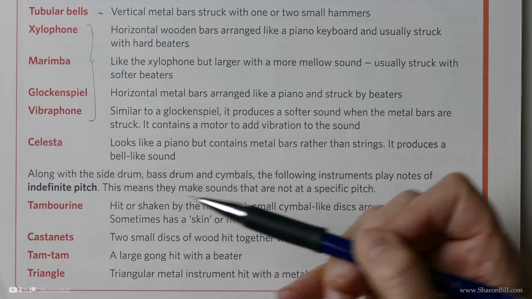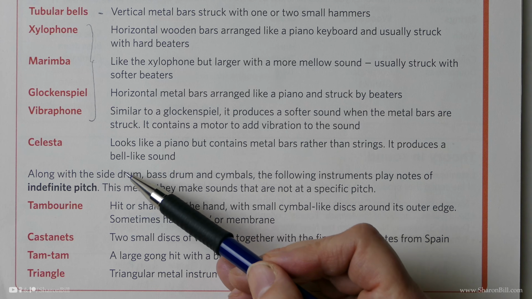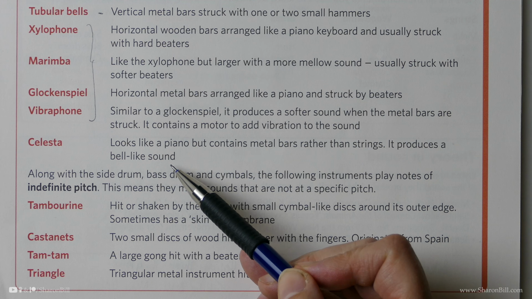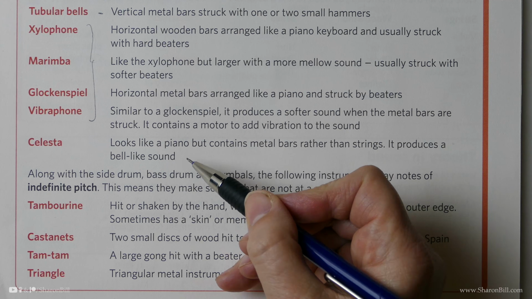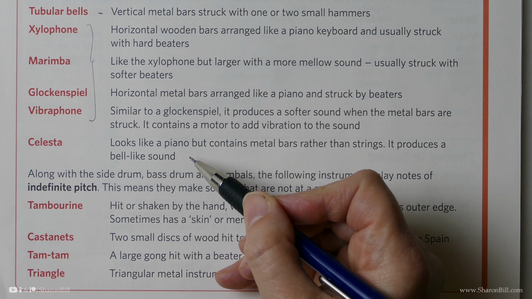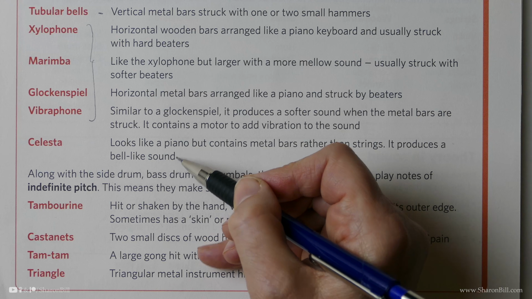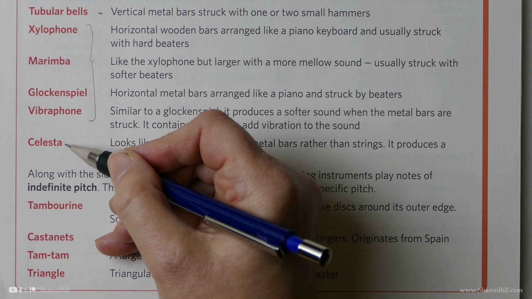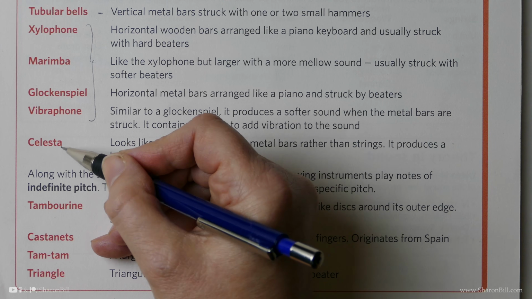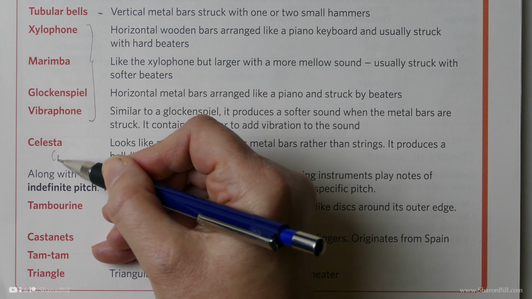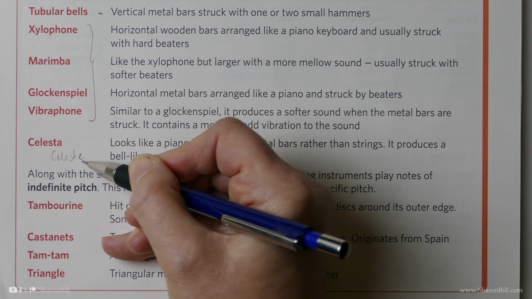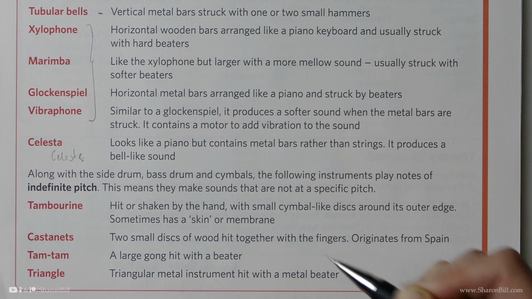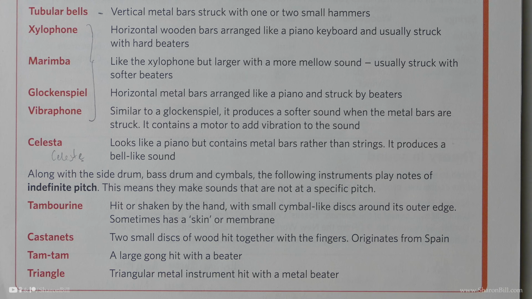The celesta, again, it looks like a piano, but it's a very bell-like tinkly sound. It almost sounds like a glass and water, I think. And I've heard it pronounced celesta, celesta. I've seen it pronounced with an E at the end as well. But it's all very much the same thing.